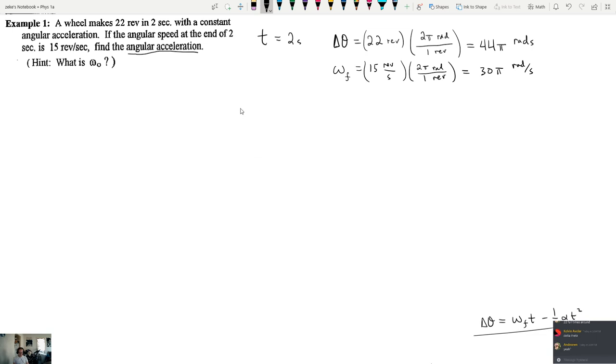But instead of doing that, we're just going to use the 4 equations that we derived, and we'll start off by finding the initial angular speed, and then we'll use that to find the angular acceleration, because we have an equation that says this.